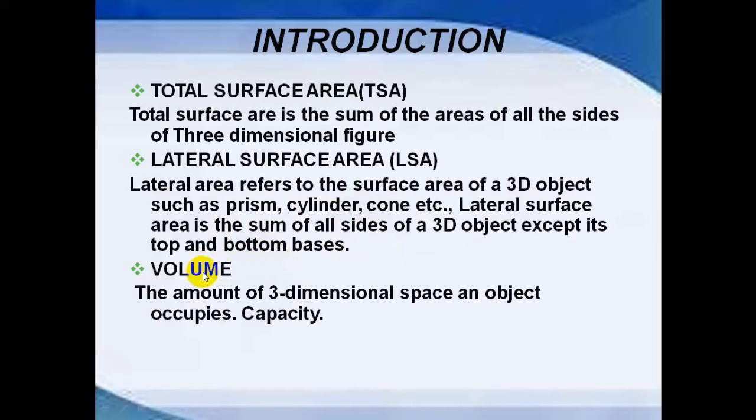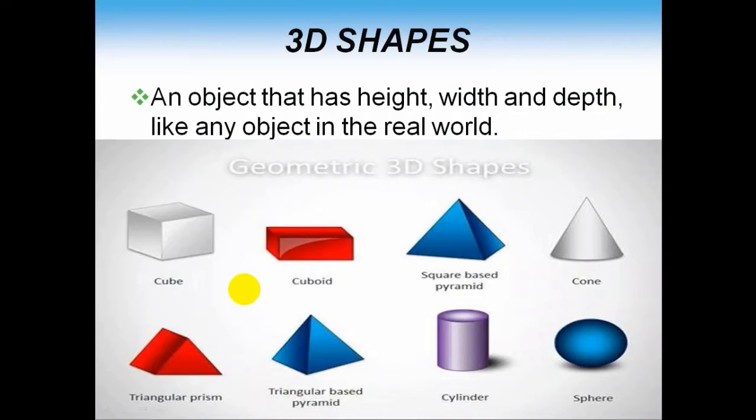Now the volume: the amount of three-dimensional space an object occupies is called a volume. Now, 3D shapes: an object that has height, width, and depth, like any objects in the real world. Geometrical 3D shapes are cube, cuboid, square base pyramid, cone, triangular prism, triangular base pyramid, cylinder, and sphere. These are all the 3D shapes in geometry.